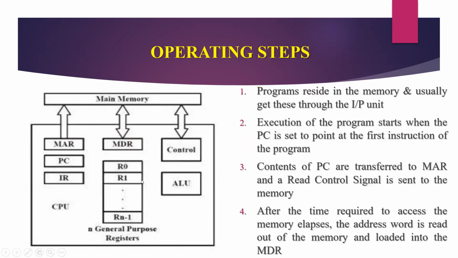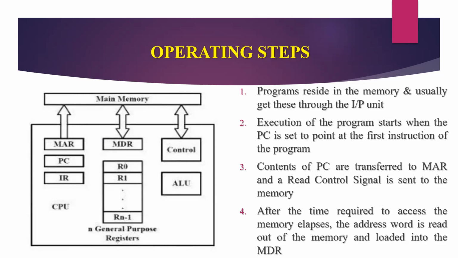Then what are the steps required to execute one instruction? The first step: the program resides in the memory and usually gets there through the input unit. The user has to type all the information via the input unit, and after it is fed in, it will be stored into memory. So that is step one. Everything will be available in main memory. How is it stored into memory? With the help of the input unit.